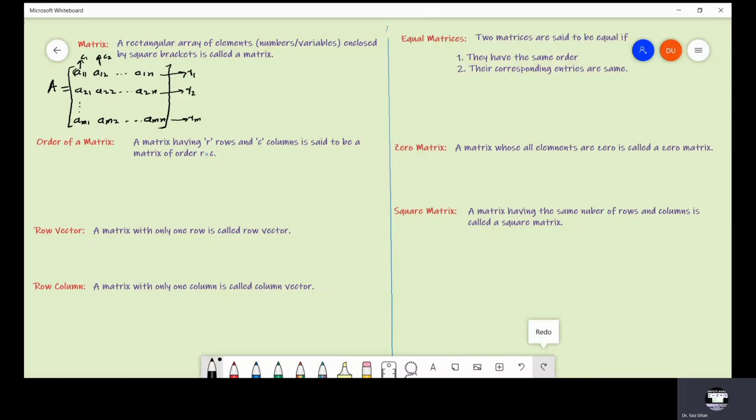Now, the elements a11, a22, a33, up to and so on, these elements are called the principal diagonal. We can say this is the principal diagonal.